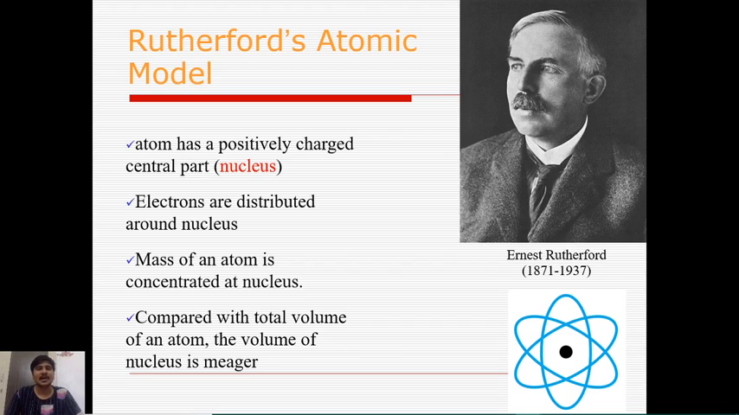Electrons are distributed around the nucleus, and the mass of an atom is concentrated at the nucleus. It means that the atomic mass depends on the nucleus, not on the electrons. The nucleus is made of protons plus neutrons, the nucleons. Compared with the total volume of an atom, the volume of the nucleus is minuscule, yet almost the mass of the nucleus is equal to the mass of the total atom.